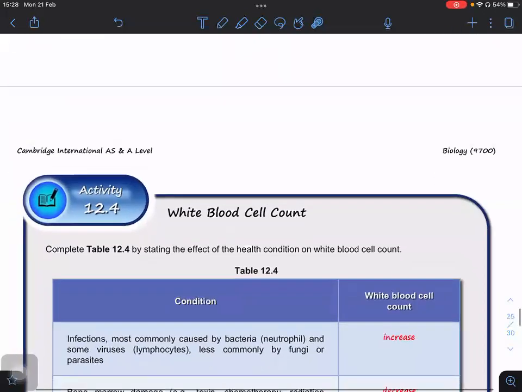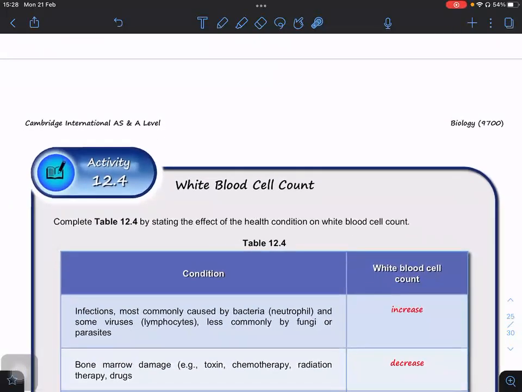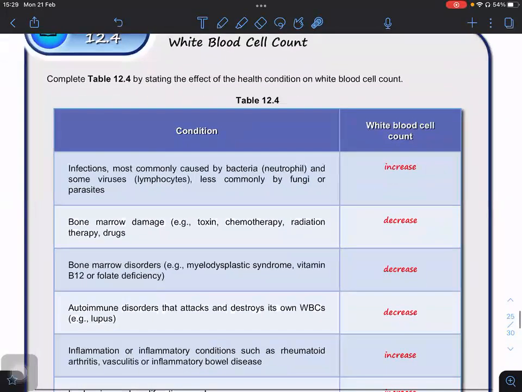Now, generally, any disease that hits our bone marrow lowers the hematopoietic stem cells. Are you clear? When the hematopoietic stem cells are lower, it means the white blood cell count is also low. This is common sense. Now look at this. Infections are most commonly caused by bacteria or viruses, less commonly by fungi or parasites. This kind of infection will increase the white blood cell count, because for bacteria, generally the neutrophil count will be high, and for viruses, the lymphocyte count will be high. So this one we need to know.